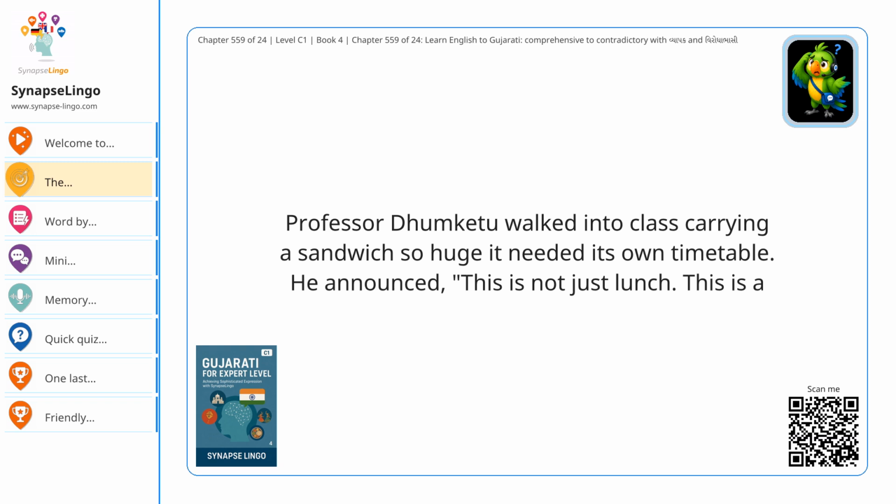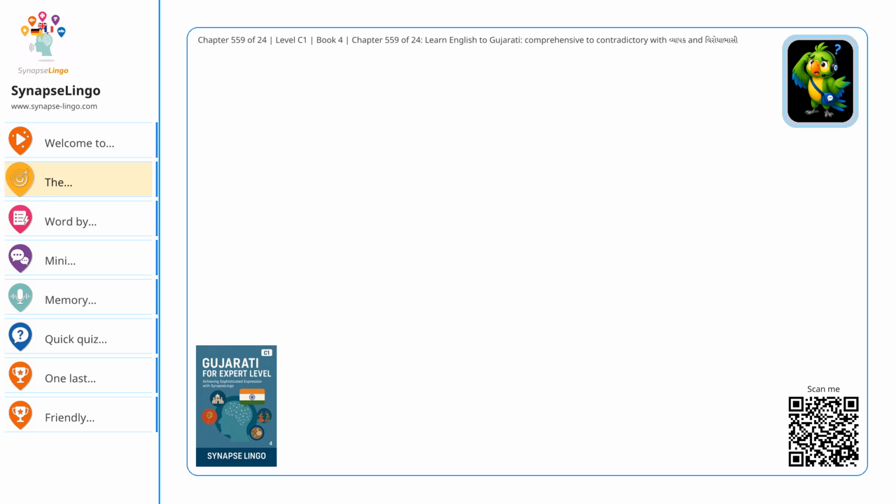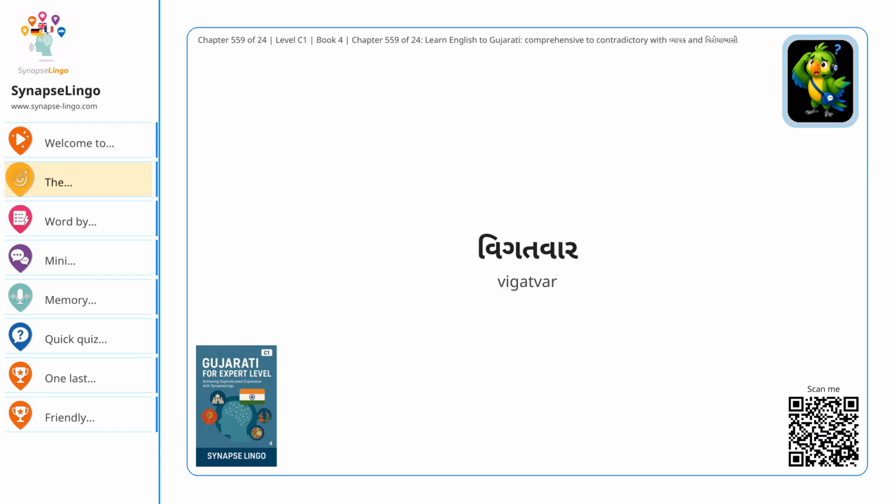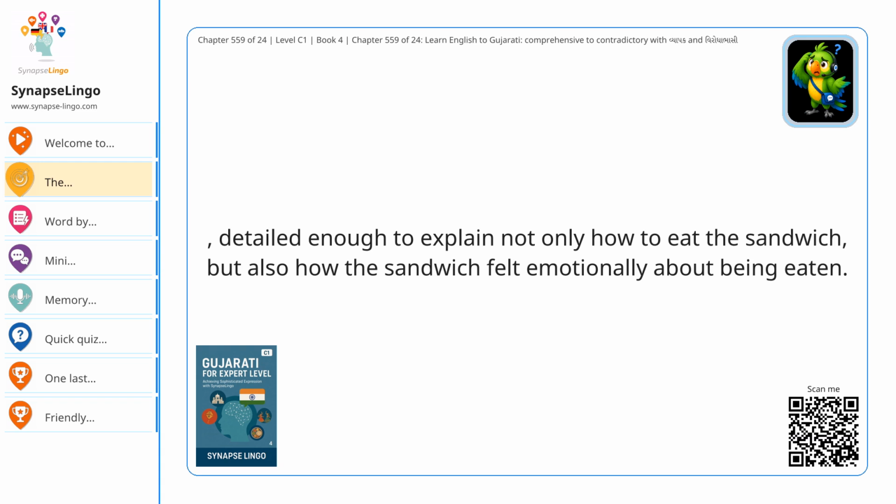Professor Doomketu walked into class carrying a sandwich so huge it needed its own timetable. He announced, this is not just lunch. This is a વ્યાપક meal. That meant comprehensive. It had bread, cheese, vegetables, chutney, and what looked suspiciously like a philosophy degree. Then he opened his notes. They were વિગતવાર, detailed enough to explain not only how to eat the sandwich, but also how the sandwich felt emotionally about being eaten.